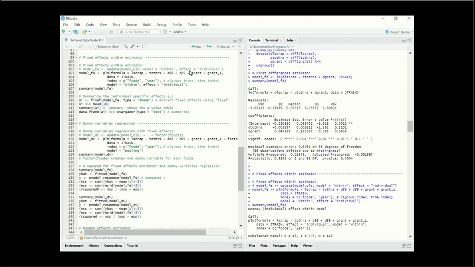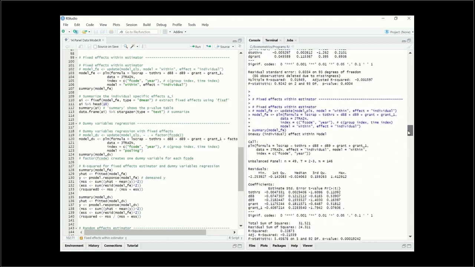If we want to do it the long way and call the whole model, we're going to use plm, the panel linear model. Here's the formula that we have here. Data equals JTRAIN. We are pointing to the group index and the time index, which are the cross-sectional and the time series dimensions of the data. Model equals within and effect equals individual. This is how we actually run a fixed effects within estimator. Let's go ahead and summarize it. These are the results that we see in the summary.